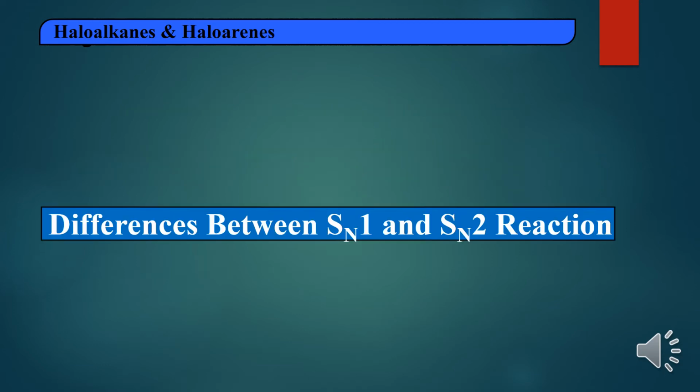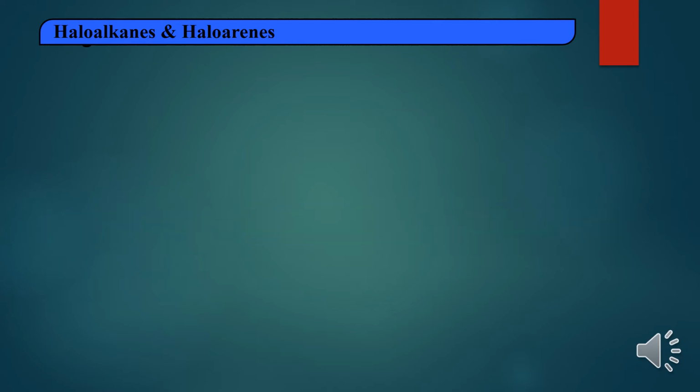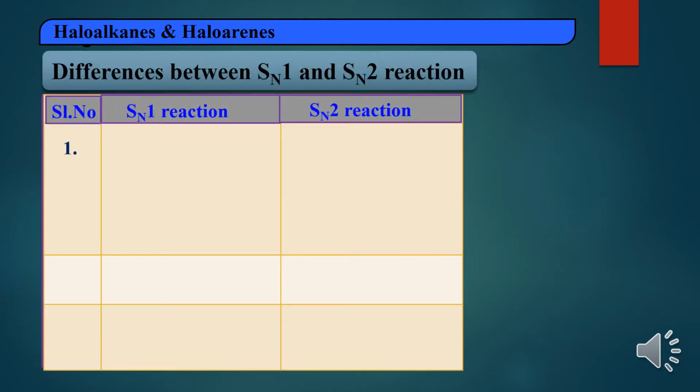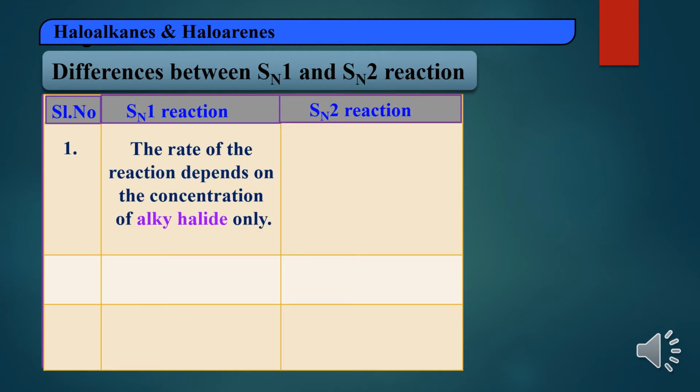Now, the differences between SN1 and SN2 reactions. In SN1, the first point is that the rate of the reaction depends on the concentration of alkyl halide. In the SN1 mechanism, step 1 determines the rate, and in step 1 only alkyl halide is there. So the rate depends only on the concentration of alkyl halide.